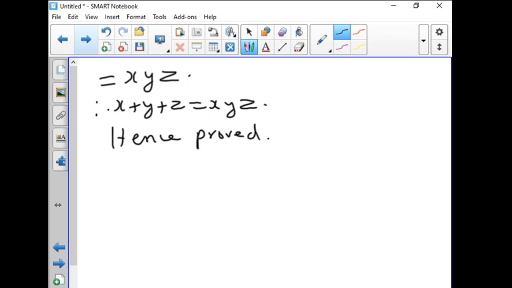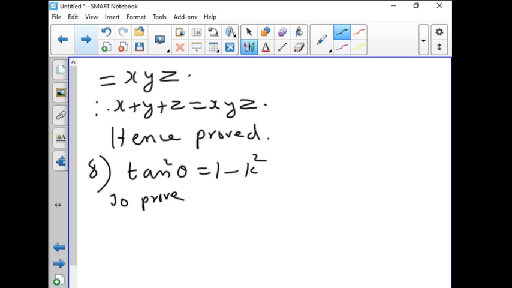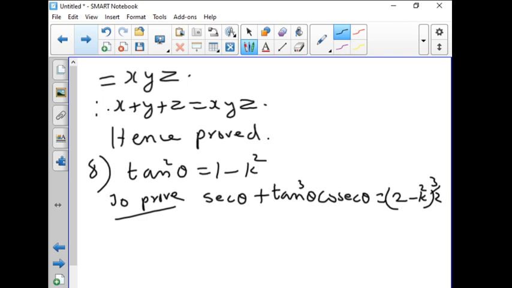Okay. We'll go to the next question. Question number 8. Eighth question. If tan square theta is equal to 1 minus k square, show that, to prove, secant theta plus tan cube theta into cosecant theta is equal to 2 minus k square power 3 by 2. Okay, this we have to prove.